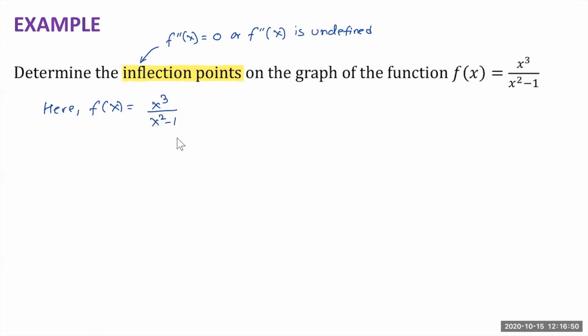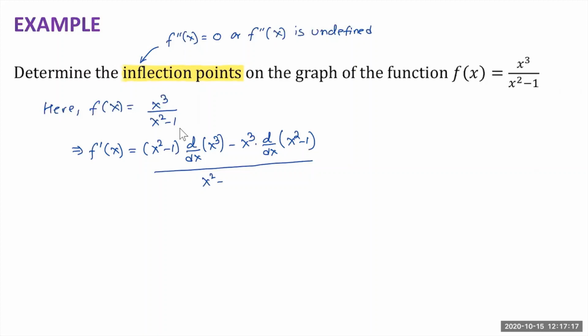In order to find the first derivative of the function, it is in the form of a quotient. So we are going to use the quotient rule. Quotient rule says denominator, which is x squared minus 1, multiplied with the derivative of the numerator, that is derivative of x cubed, minus numerator times the derivative of denominator, which is x squared minus 1, all divided by the square of the denominator.